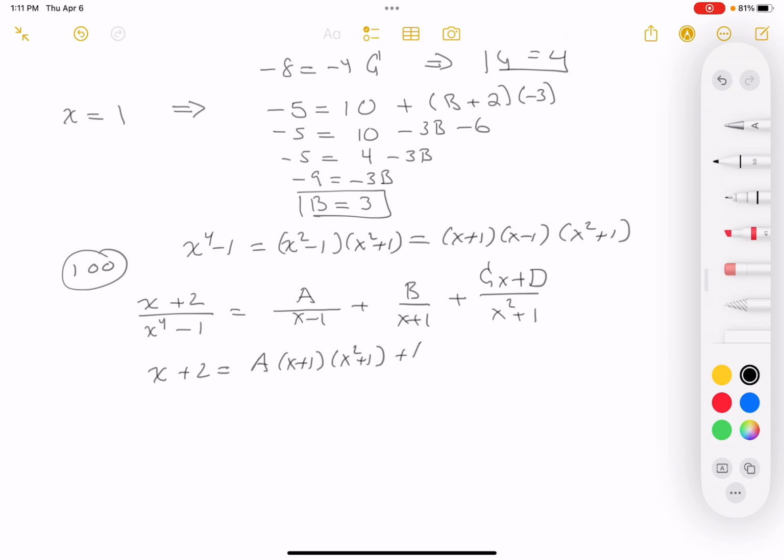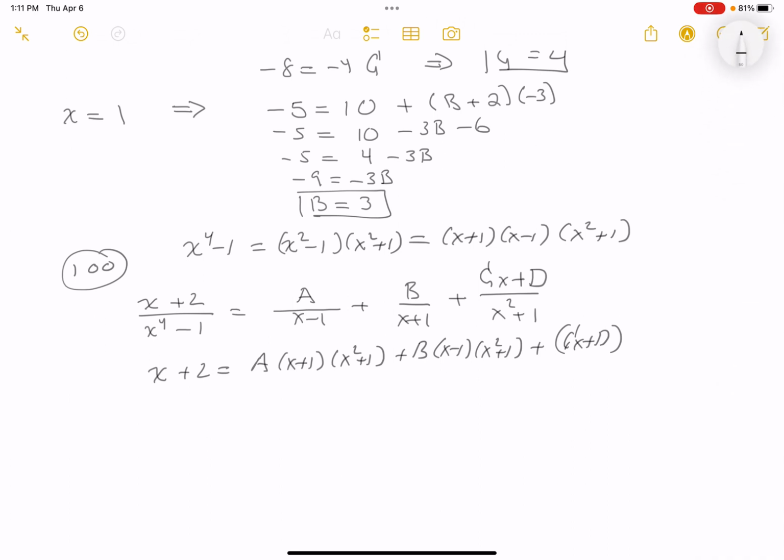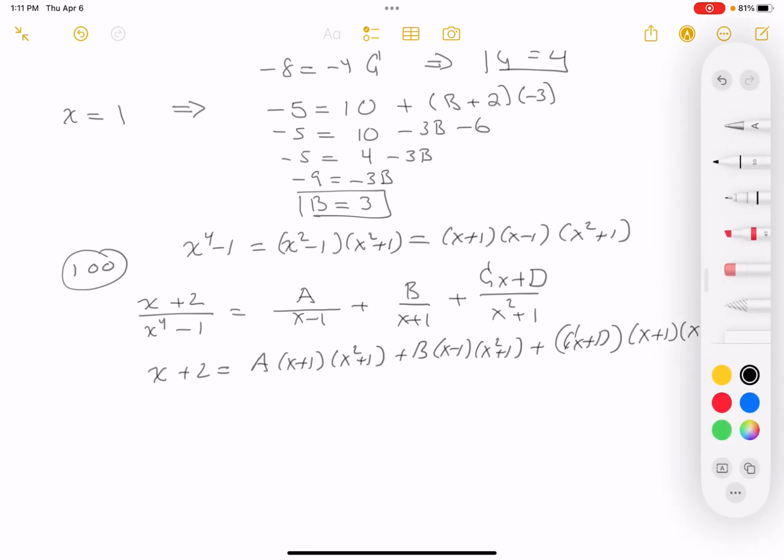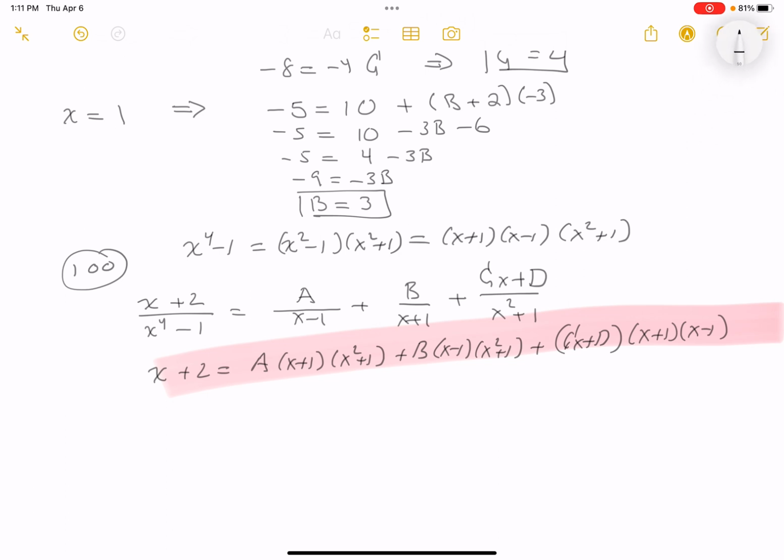Then I get B. Well, the x plus 1 factor cancels off, and I get x minus 1, x squared plus 1. Let's do this Cx plus D then. Again, a lot of students make a mistake here by not putting that in parentheses. The x squared plus 1 cancels off, and we're left off with x plus 1, x minus 1. All right, now my goal here is to emphasize that we're looking at this guy over here, and the reason for that is this was going to allow me to come up with the A, B, C, and the D.